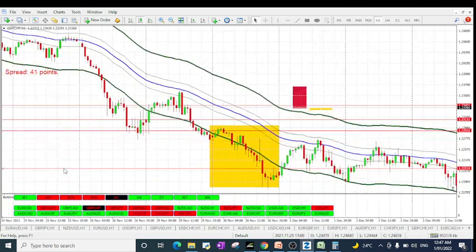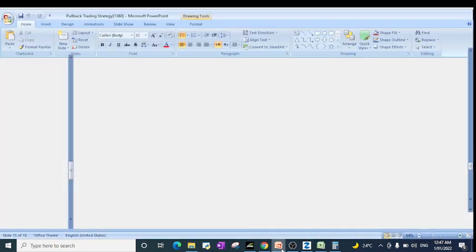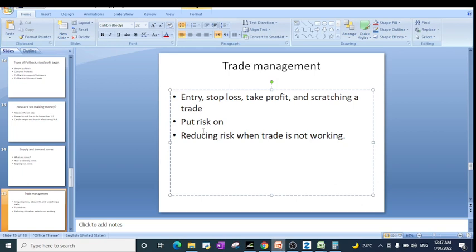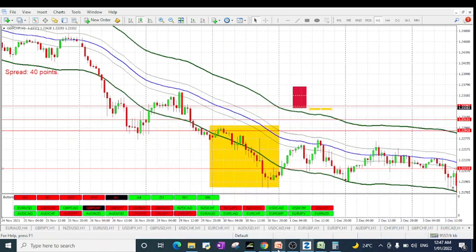So yeah, that's reducing risk when the trade is not working out. We scratch. Now, putting risk on. Putting risk on is knowing when to size up. This is a little bit of an advanced concept. When I'm trading pullbacks, I'm looking to size up when we have something like a complex pullback.